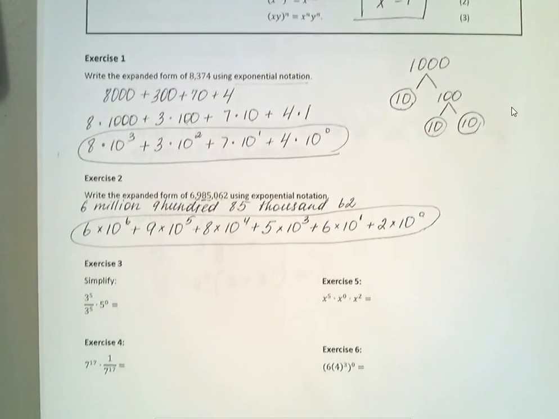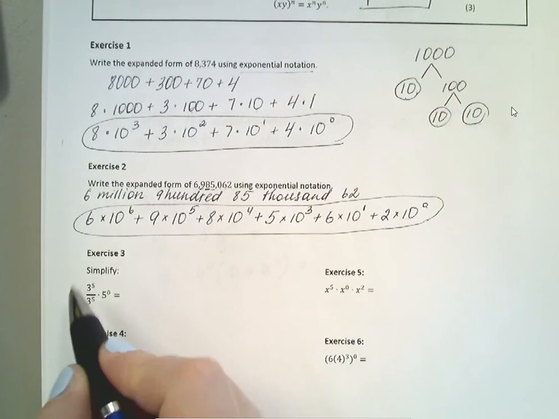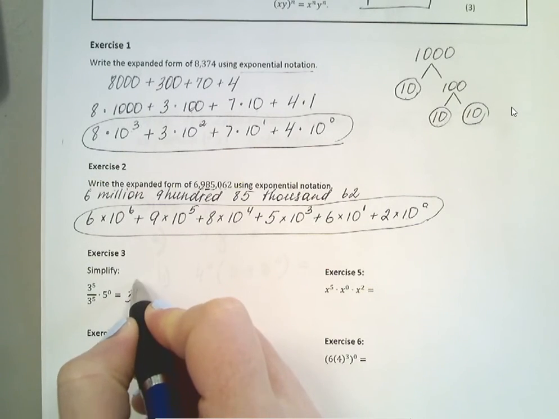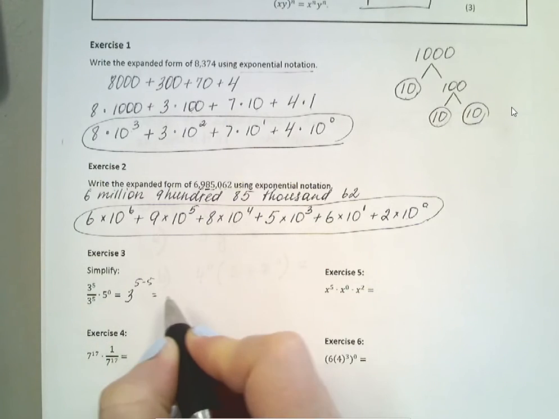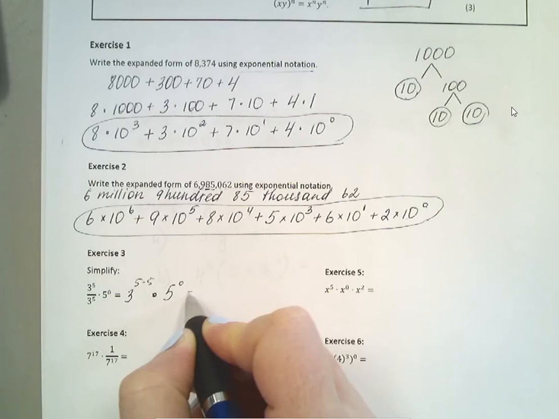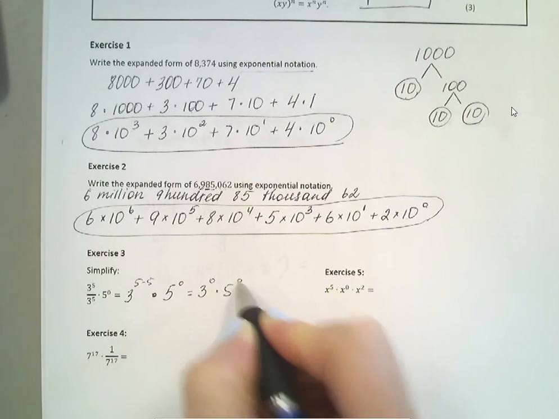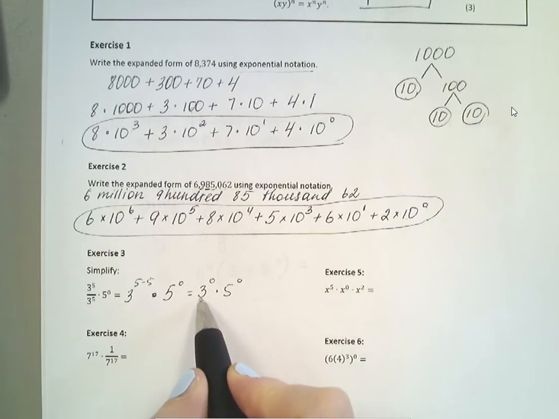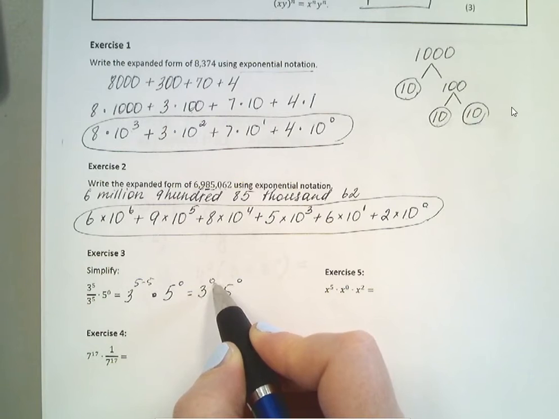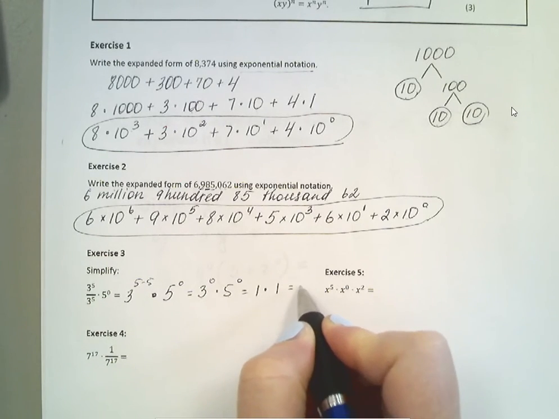Okay. All right, so let's take a look at exercise 3. Simplify. 3 to the 5th divided by 3 to the 5th is 3 to the power of 5 minus 5, which is, well, I'm going to finish this, times 5 to the 0th, and 3 to the 0th times 5 to the 0th. Even though we have different bases, we know that any number raised to the 0th power is 1 whole, so I will get 1 times 1, which is 1.